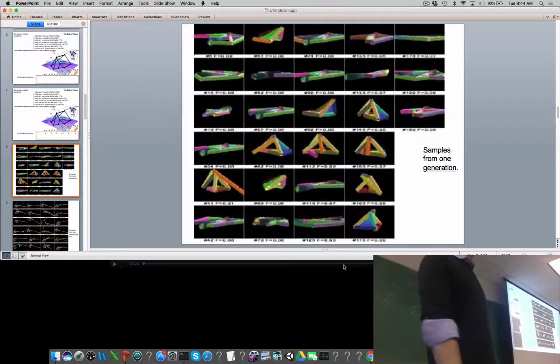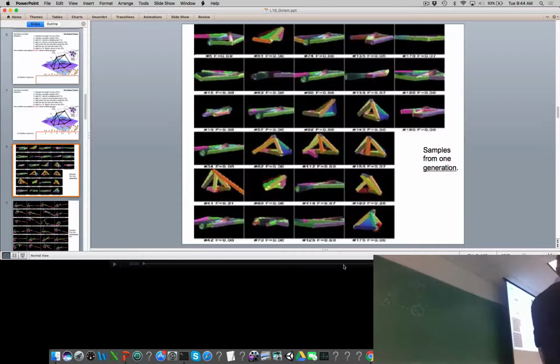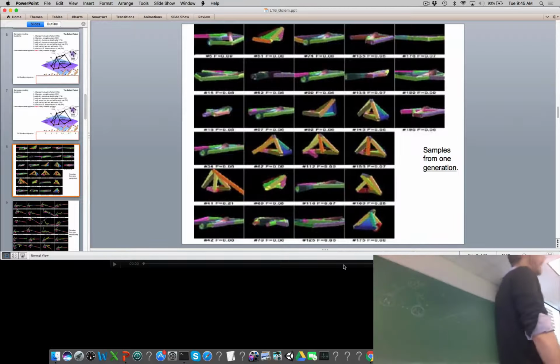Okay, now for the fun part. We got 1 minute left. Here's samples from one generation. So we're looking across the population. So 15 plus 12 here, we're looking at 27 different robots. We can see that they all have different bodies, and you can be sure they all have different brains.